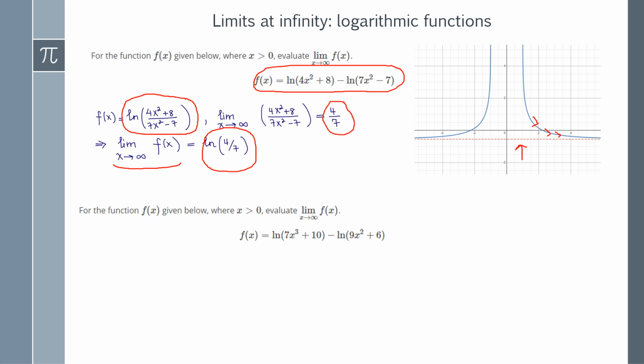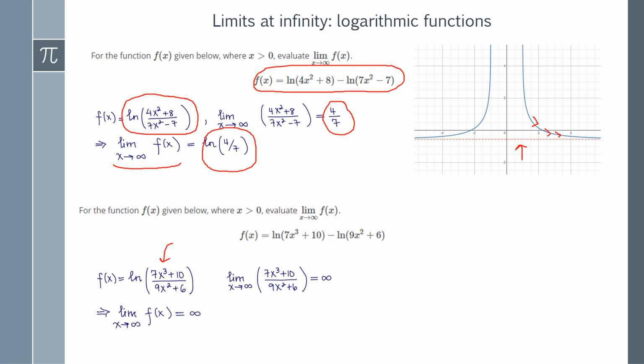Let's take a look at the second example. Looks very similar, but you will see how it will be different. Okay, once again, we're asked to compute just one limit as x goes to positive infinity. And now the function is natural log of 7x cubed plus 10 minus natural log of 9x squared plus 6. Okay, let's see what happens here. The first step is the same. I'm combining my logs. So now I'm working with natural log of a rational expression. And what is this expression? It is (7x cubed plus 10) over (9x squared plus 6).